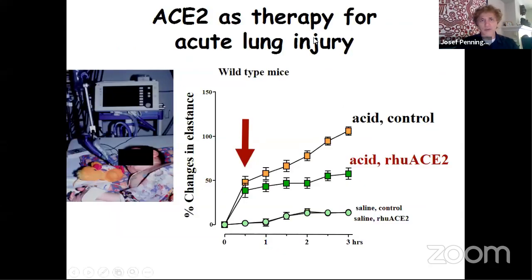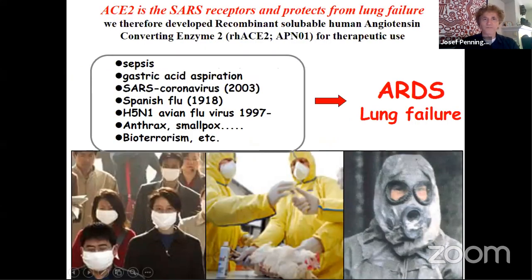So based on this, we showed that if this is actually reduced ACE2 enzyme activity, we could make a soluble form of human recombinant ACE2 and put it in our model. And as you can see, there's acid injury, and if we infuse this molecule, we can stabilize the acute lung injury.